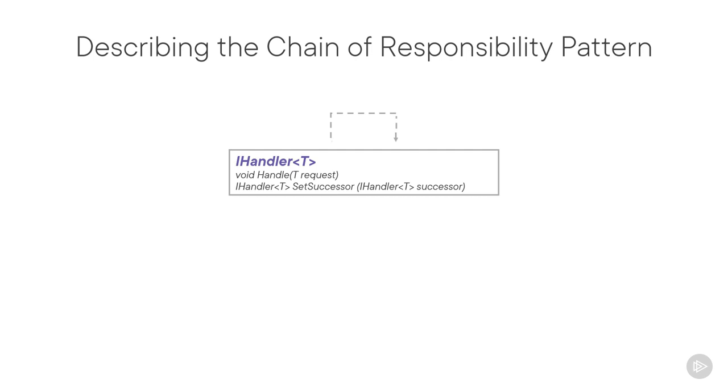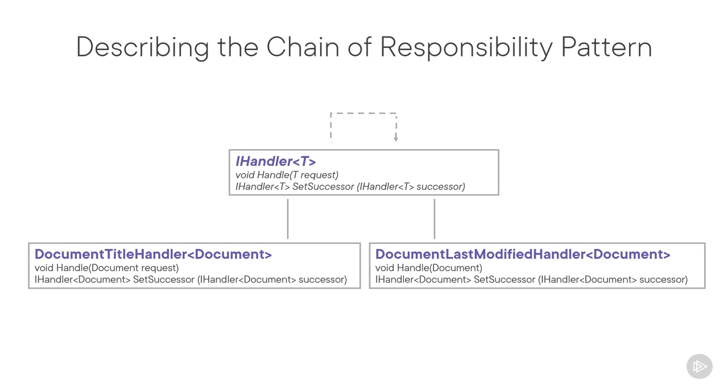For each of our validations, we have an implementation of this interface, a handler. So we've got a document title handler, a document last modified handler, a document approved by litigation handler, and a document approved by management handler. For readability purposes, I only put 2 on screen.